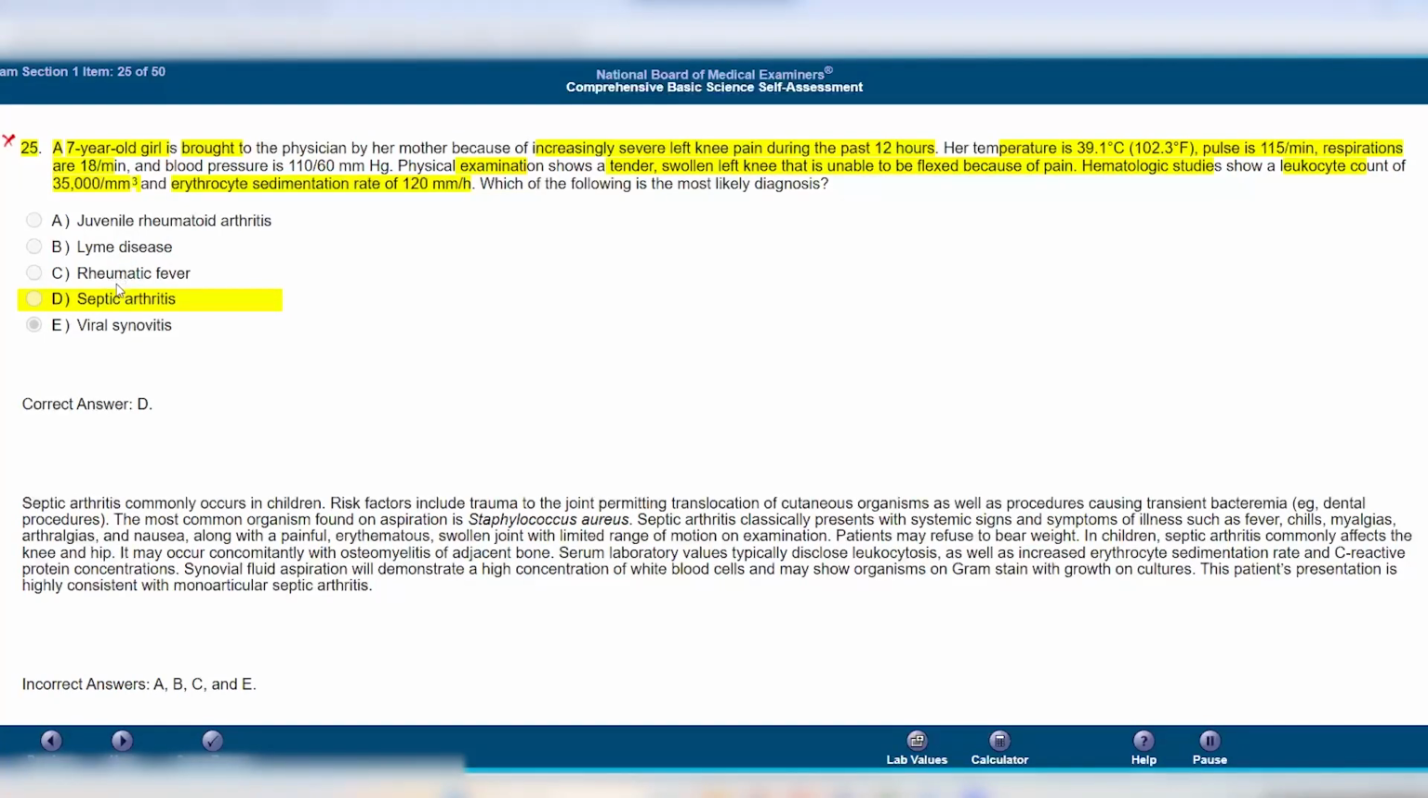Rheumatic fever, right? That's usually because of strep, so you'd have some kind of strep infection, sore throat, etc. Septic arthritis fits here: a joint with bacteria that has spread to the blood. So she has septic arthritis. Viral synovitis is usually pretty minor. You might have inflammation and maybe a mild fever, but it's not going to be in the bloodstream. Does it make sense clinically how you work through that? Okay, perfect.